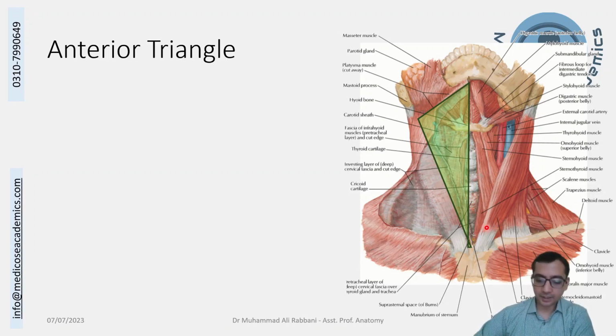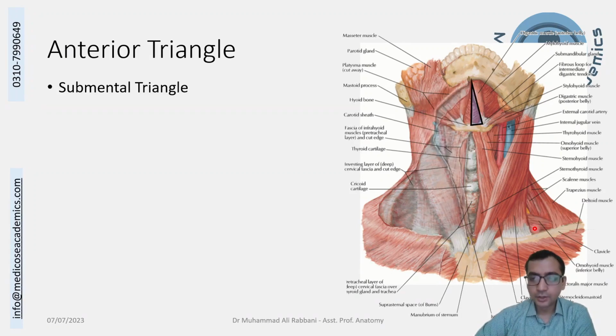So let's see how they take part. Especially keep in mind the digastric, anterior and posterior bellies, and the omohyoid, superior and inferior bellies. These will be the major muscles playing the part. So this is the first triangle, the submental triangle. You can see how it is being formed. Laterally by the anterior belly of the digastric muscle, posteriorly by the body of the hyoid bone, and medially simply the midline. So this is the submental triangle.